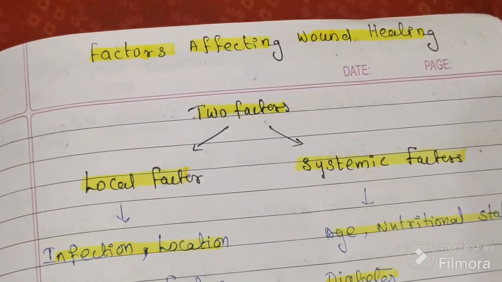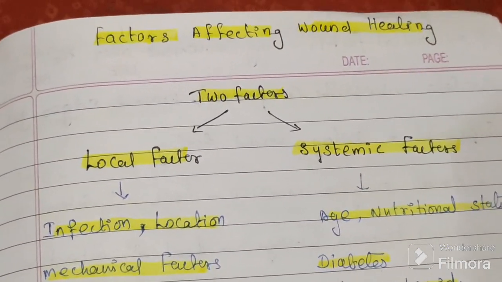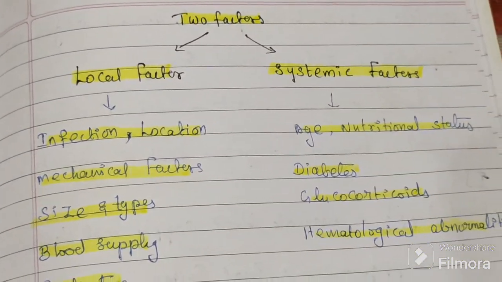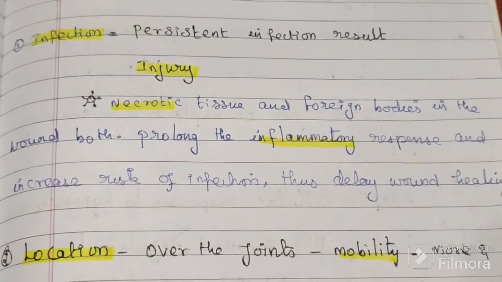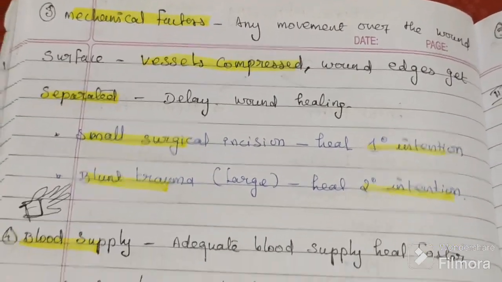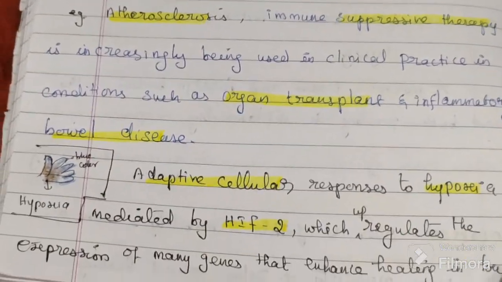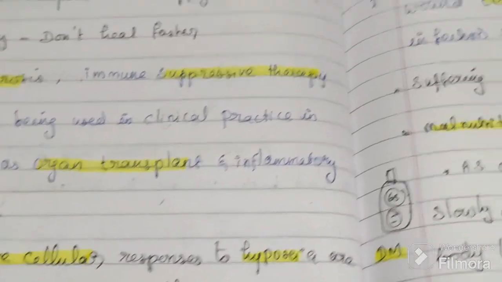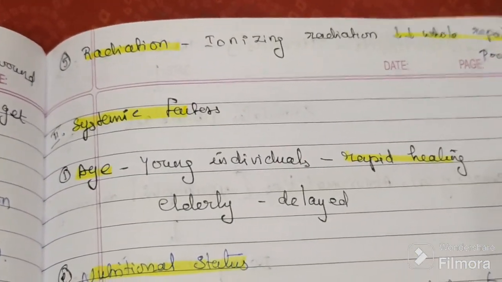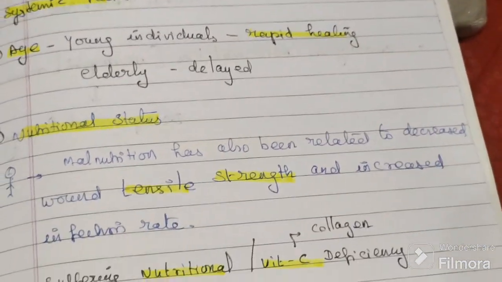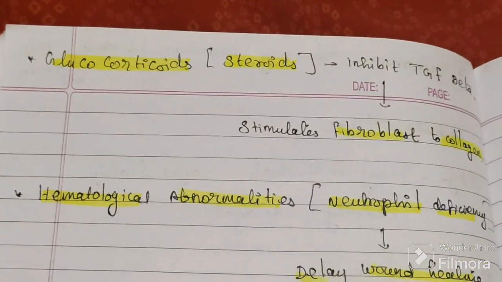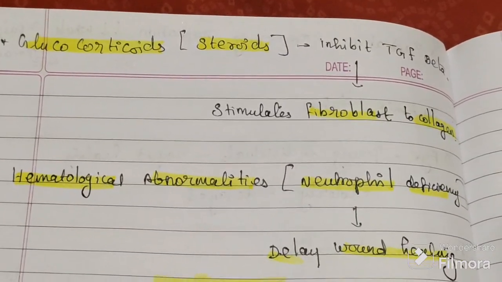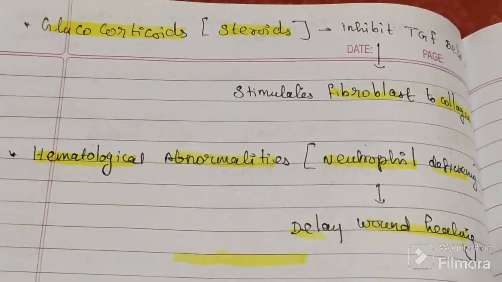So in this video we discussed factors affecting wound healing: two types, local and systemic. Local factors: infection, location, mechanical factors, blood supply, for example hypoxia, and radiation. Systemic factors: age, nutritional status, diabetes mellitus, steroids and hematological abnormalities, mainly neutrophils, which we discussed.